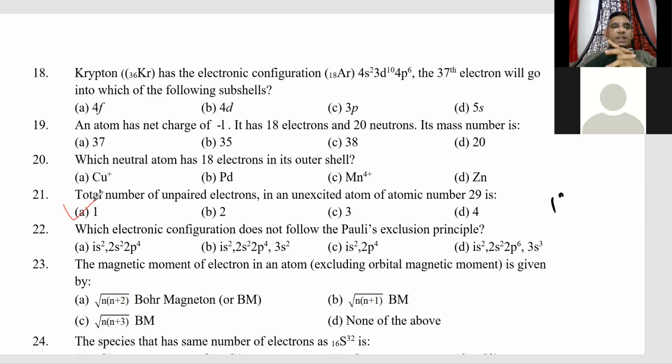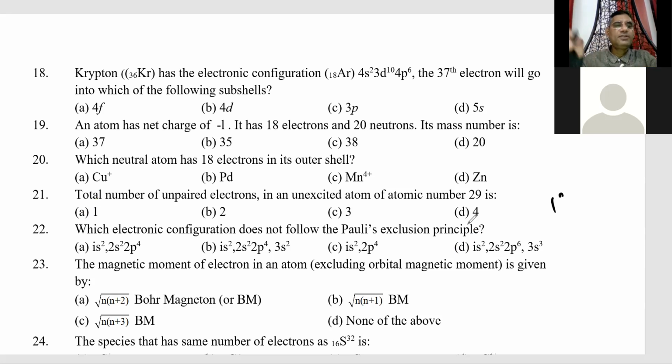Which electronic configuration does not follow Pauli's exclusion principle? Means out of all these configurations, which is the one in which Pauli's exclusion principle is not followed? D. There you wrote 3s3. An orbital can never have more than 2 electrons. The maximum number of electrons which can be present in an orbital is 2. Here they wrote 3s3, so that's wrong. Good.